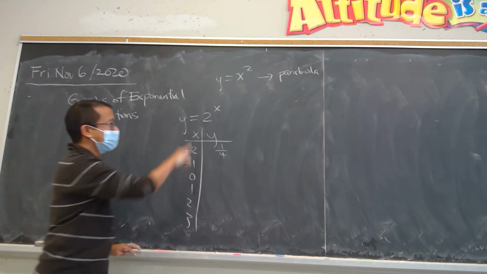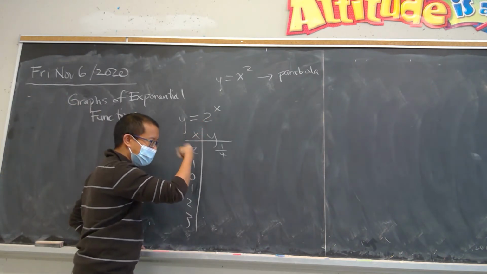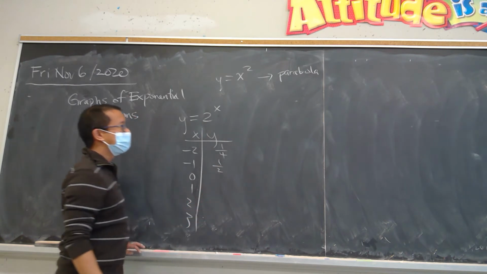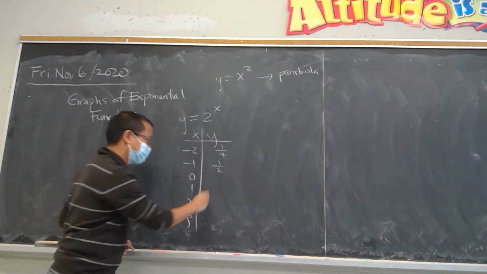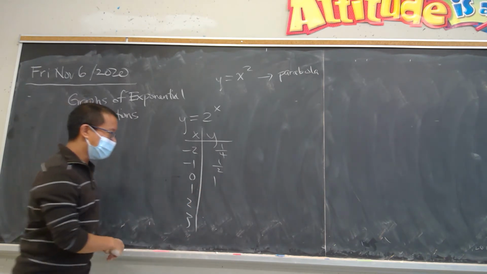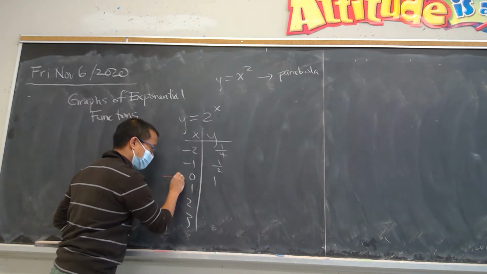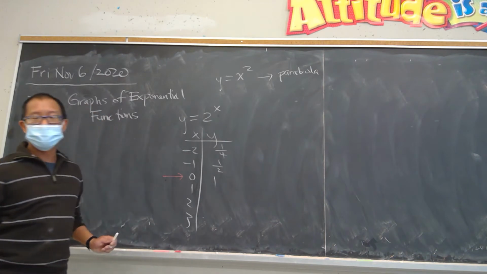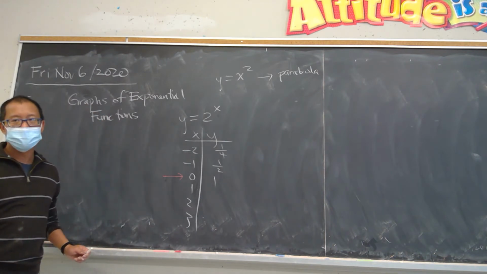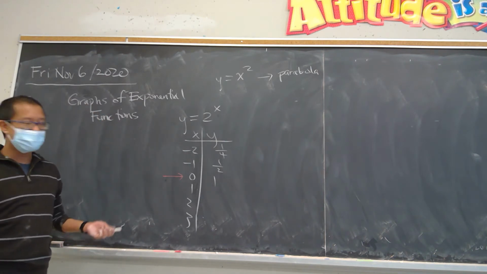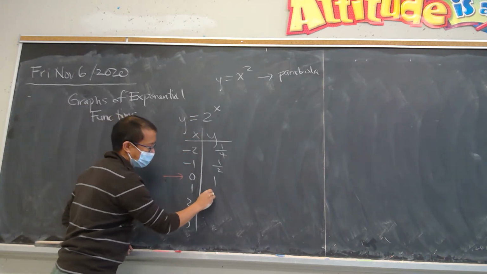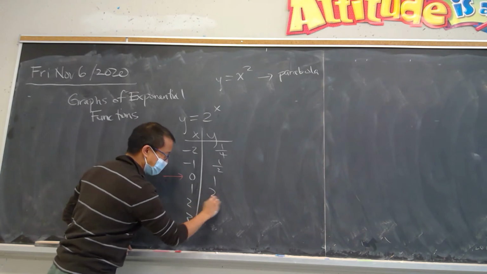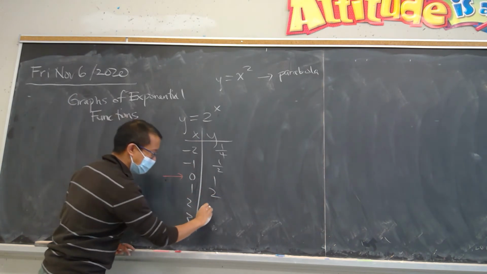Rinse and repeat, 2 to the -1, that's 1/2. 2 to the 0 is not 0, it's actually 1. Notice, a lot of students realize when I'm teaching you critical points, this is clearly a nice critical point, and I'll get to this in a moment. It's the y-intercept. 2 to the 1, well that's 2. 2 to the 2, that's 4.